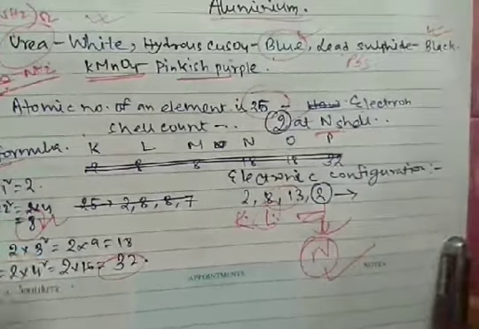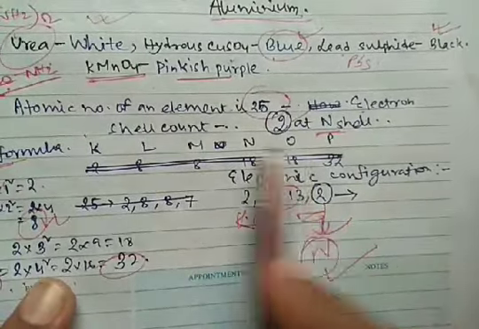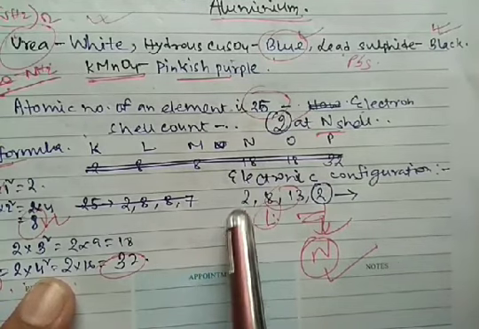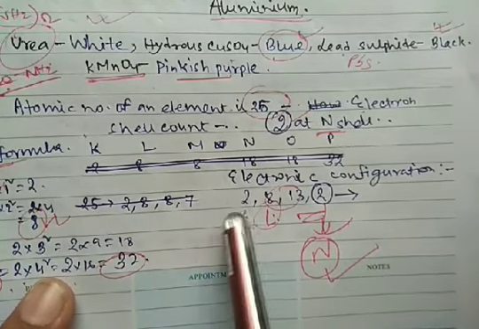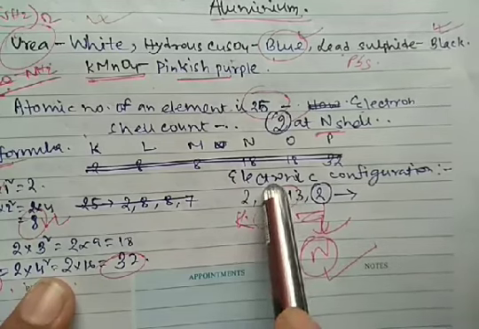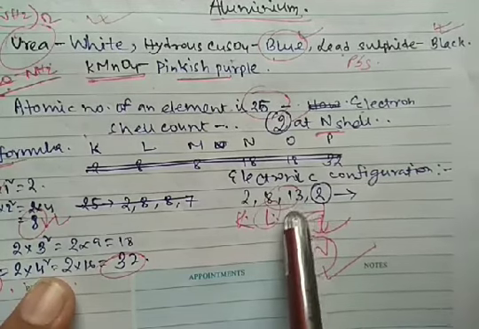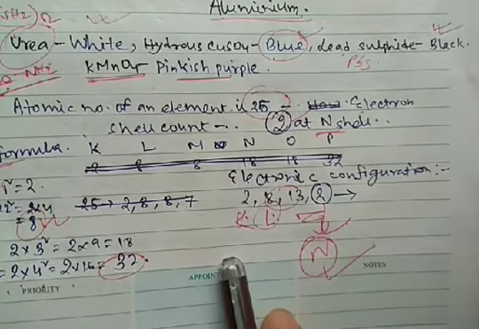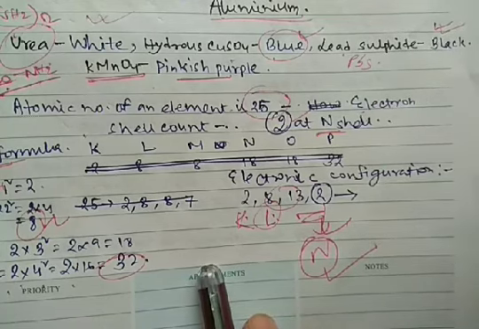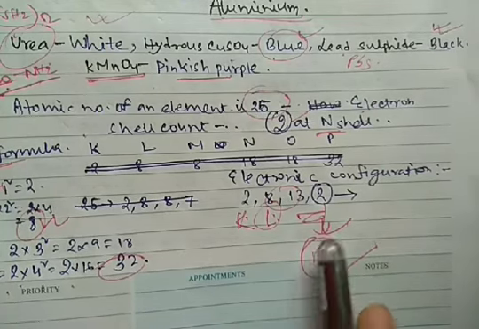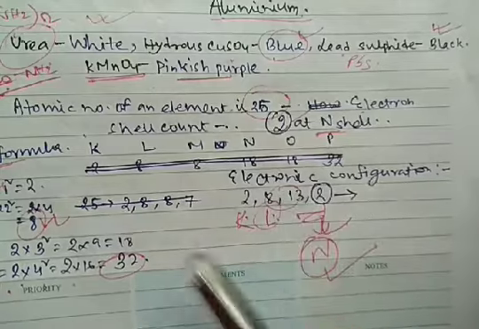So if the element is in ground state, the electronic configuration will be in K shell, that will be 2, in L that will be 8, in the M that will be 13, as the element is in ground state, and the last one N, that will be 2. So mind it.